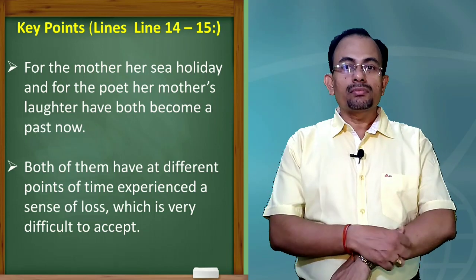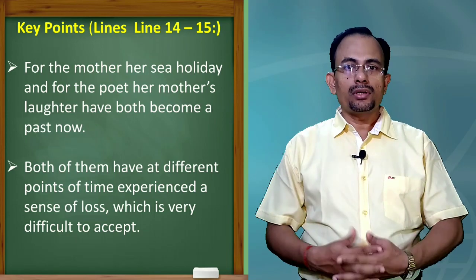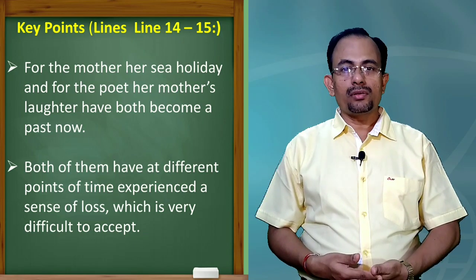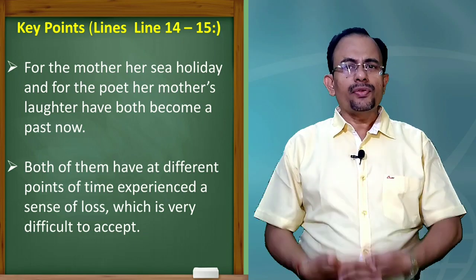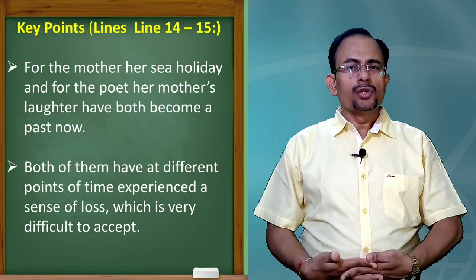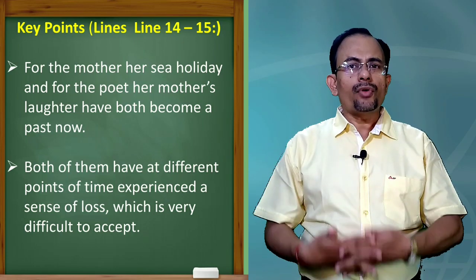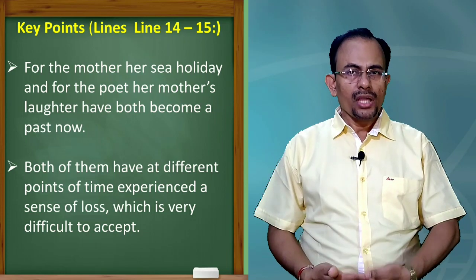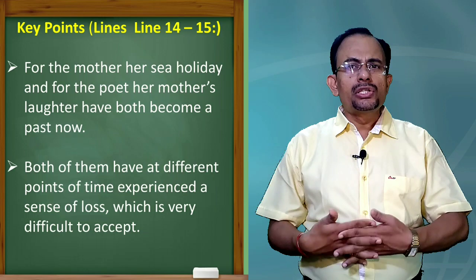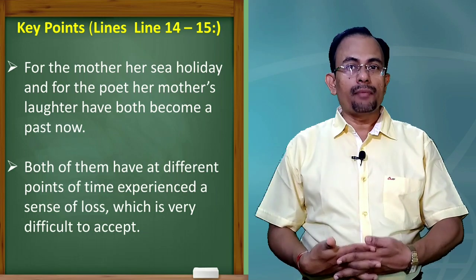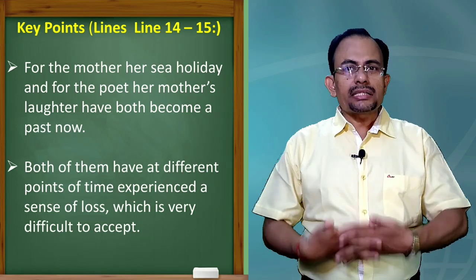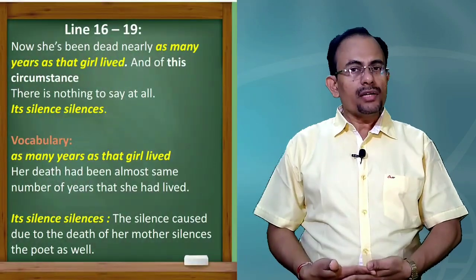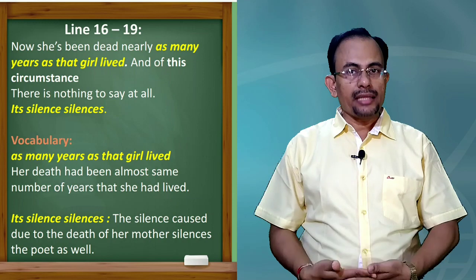human beings are prone to death, right? They do not last for a long time on this earth. Anyway, it is very difficult for the mother of the poet to forget her sea holiday, and for the poet, her mother's lively smile. Both of them have at different points of time experienced a sense of loss which is very difficult to accept. Now let's move on to lines 16 to 19.